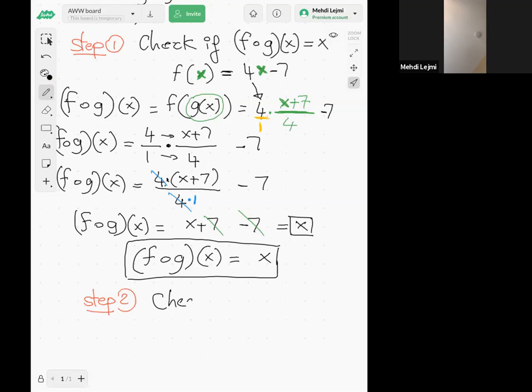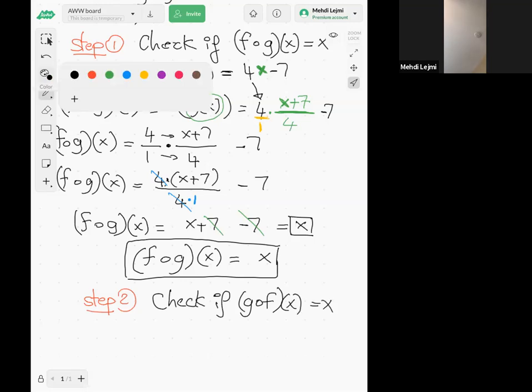So in this step 2, we're going to check if g composed with f of x is equal to x. Let me just make a remark, guys. If I don't get this x, then I can stop and conclude that g of x is not the inverse of f. So if you don't get x in the first step, then you don't have to do step 2. You can just say that g is not the inverse of f. But if you get x in the first step, then you have to continue with step 2 and check that g composed with f is equal to x.